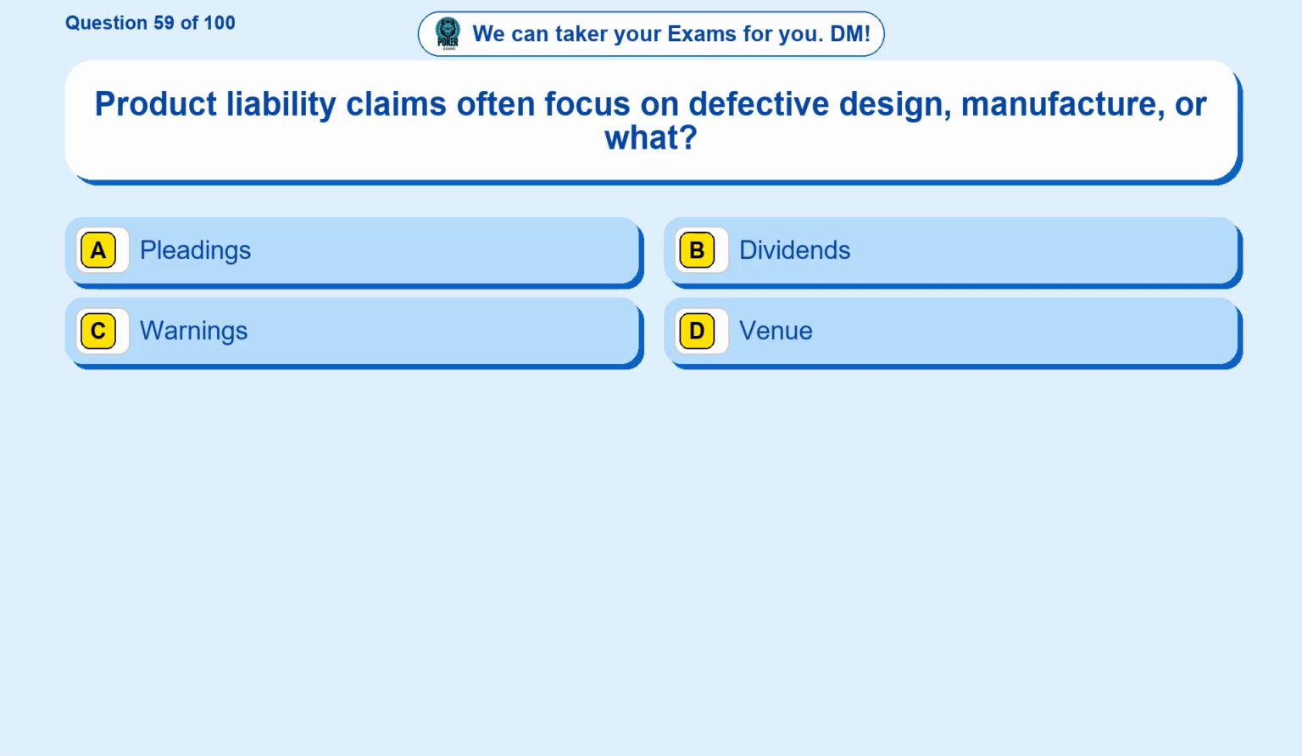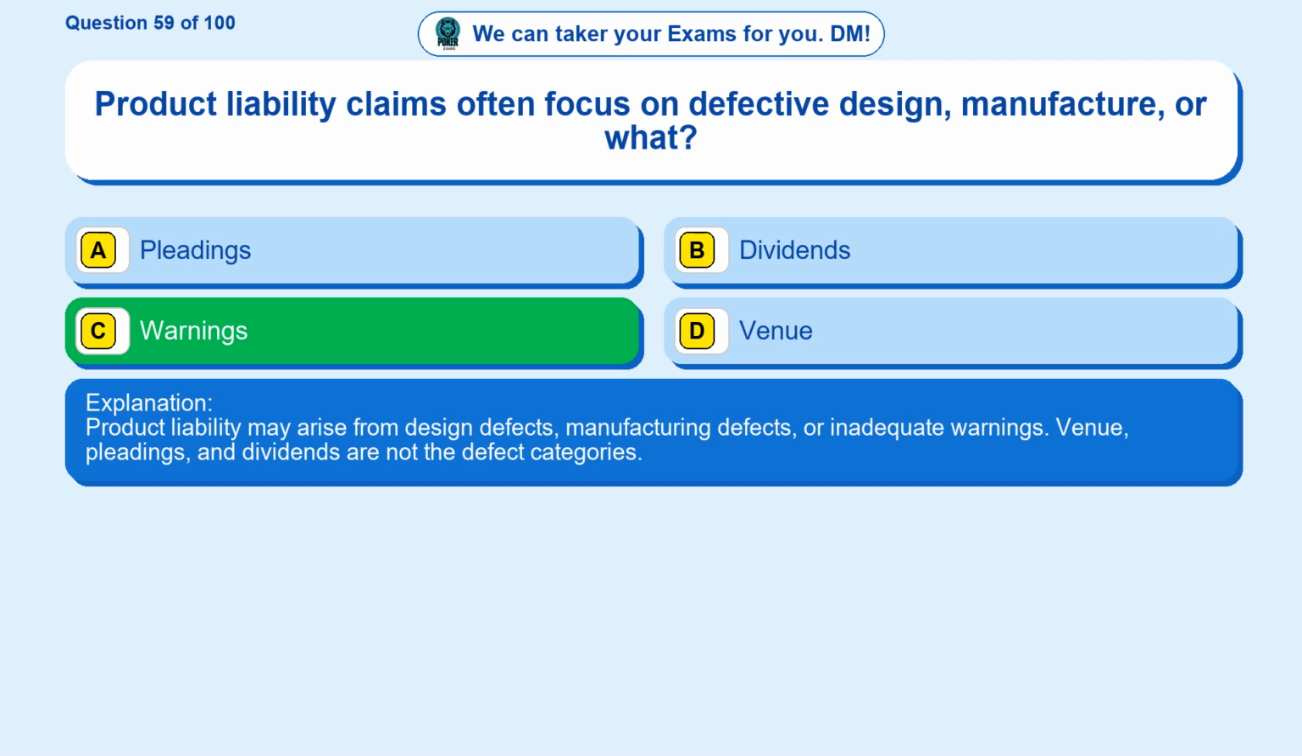Question 59. Product liability claims often focus on defective design, manufacture, or what? Option A, pleadings. Option B, dividends. Option C, warnings. Option D, venue. The correct answer is option C. Warnings. Product liability may arise from design defects, manufacturing defects, or inadequate warnings. Venue, pleadings, and dividends are not the defect categories.